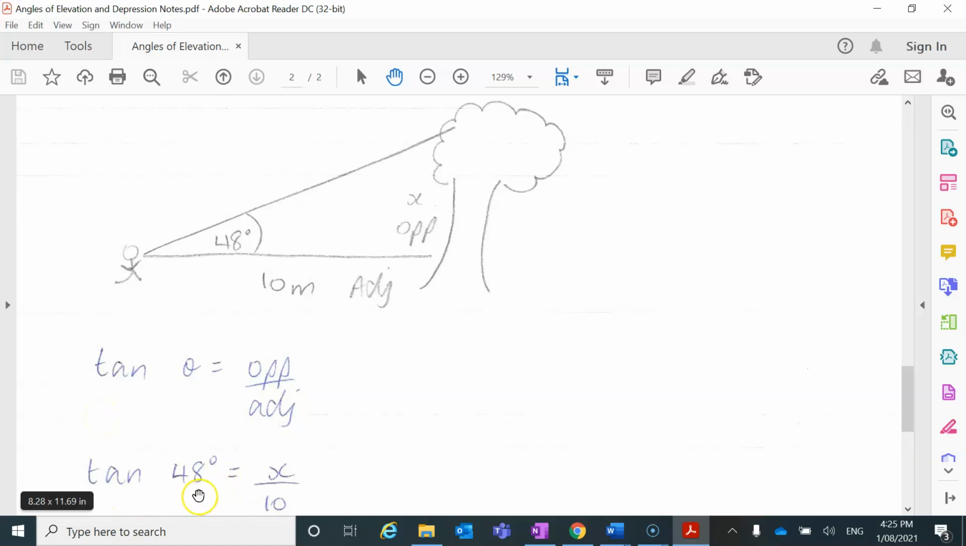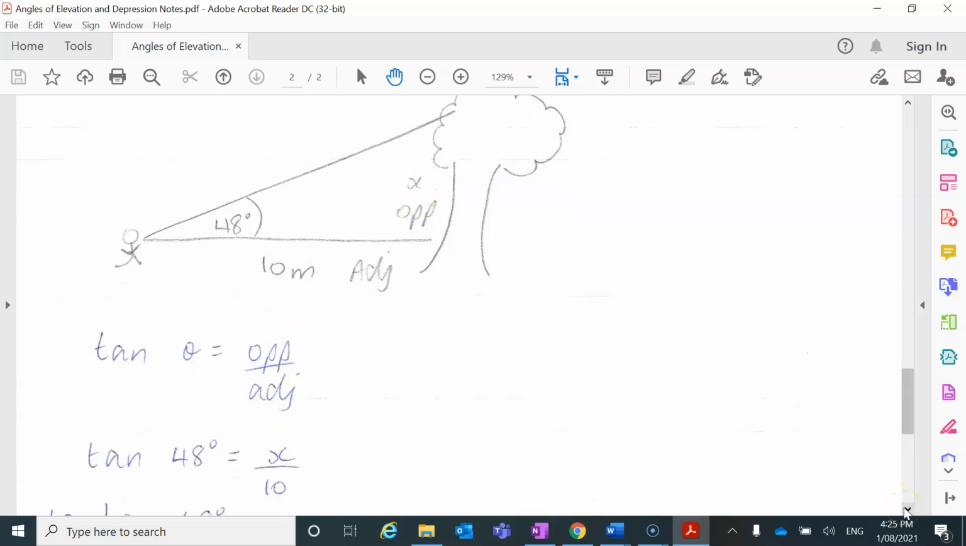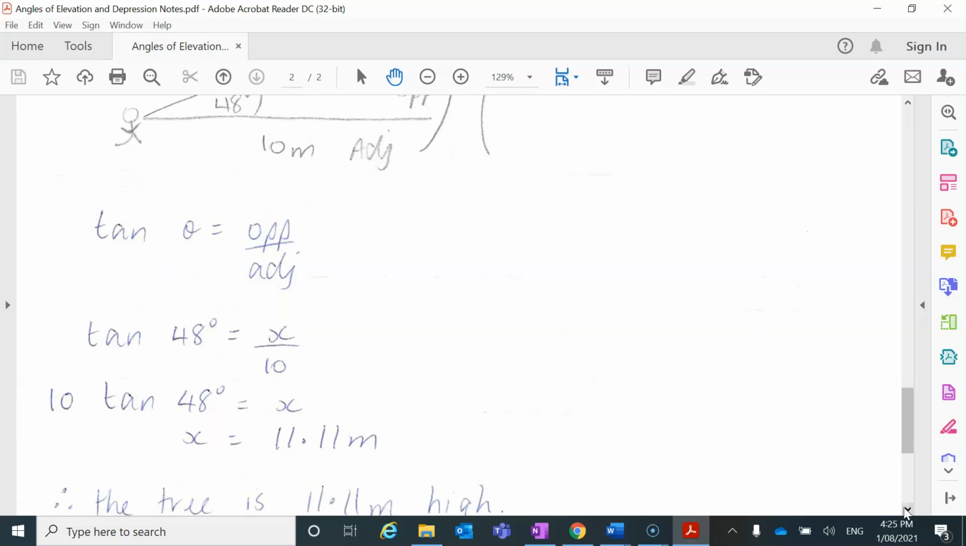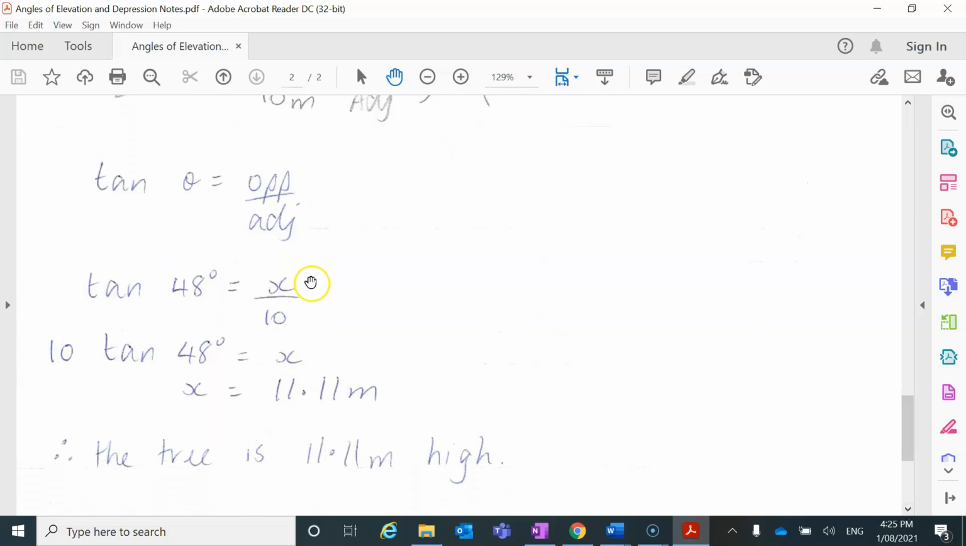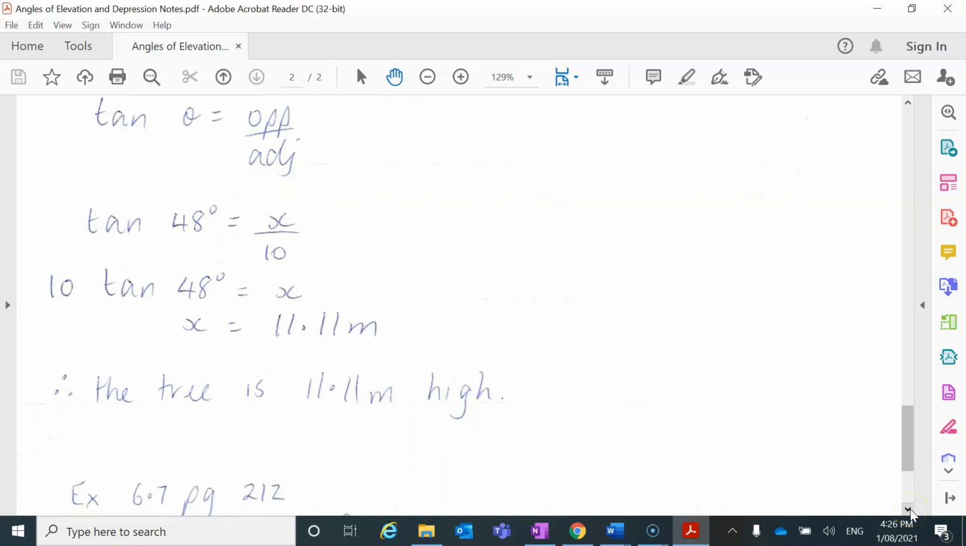Substitute my values in. Tan of 48 degrees equals x over 10. This time I'm not trying to find an angle, but I'm trying to find a side. We did work on that a few lessons ago. So if I want to solve this equation for x, then I want to move the 10 to the other side. It's currently a divide by 10, so when I move it to the other side, it's going to become a times by 10. This goes into our calculator, and I'm getting that the tree is 11.11 metres high, and once again I'm finishing that off with a worded statement for my worded question.